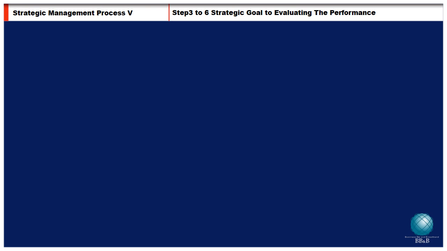Strategic Management Process 5. Step 3 to 6. Strategic Goal to Evaluating the Performance. Step 3 is translating the mission into a strategic goal.